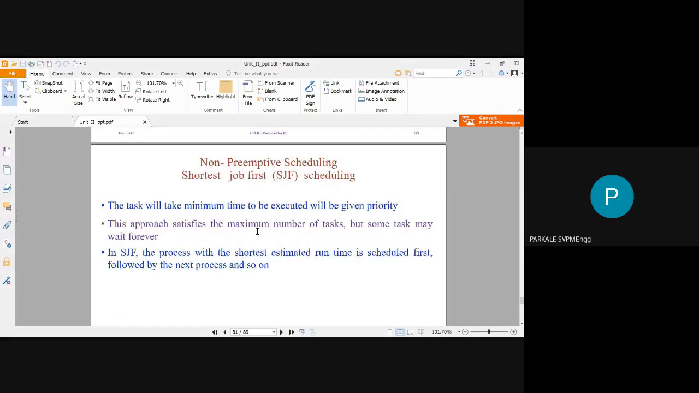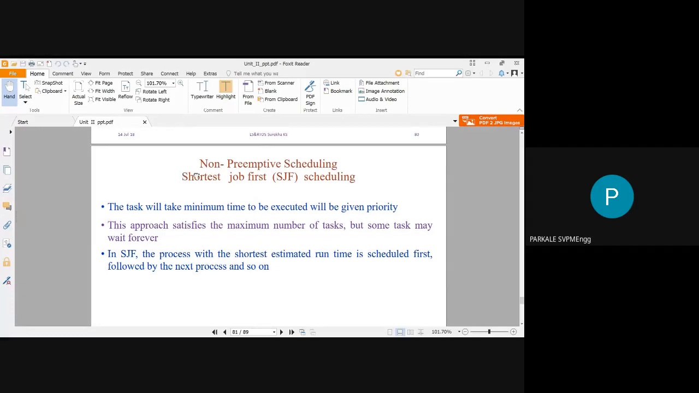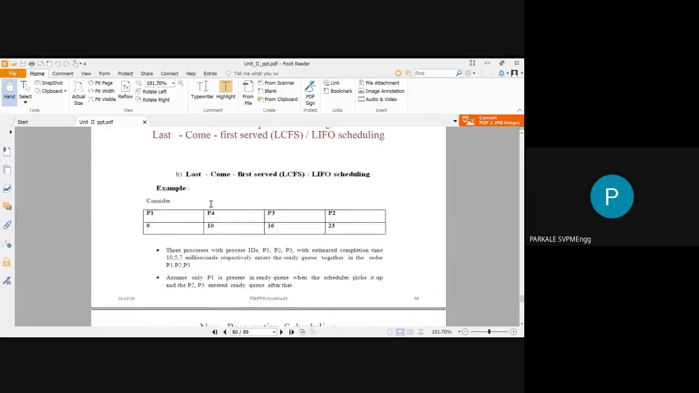So now we have seen 4 types of scheduling algorithms: preemptive, non-preemptive, first come first serve, and last come first serve. Now the next, 5th type of scheduling algorithm is called the shortest job first scheduling algorithm. What is the shortest job first scheduling algorithm? I will explain with the help of this diagram. Just see, a simple example is taken.